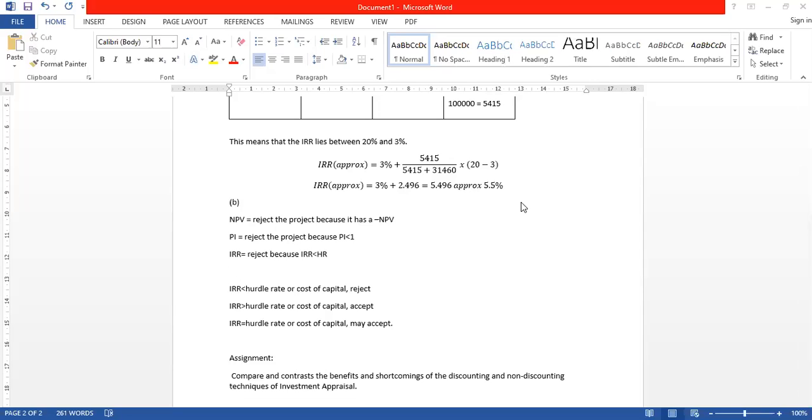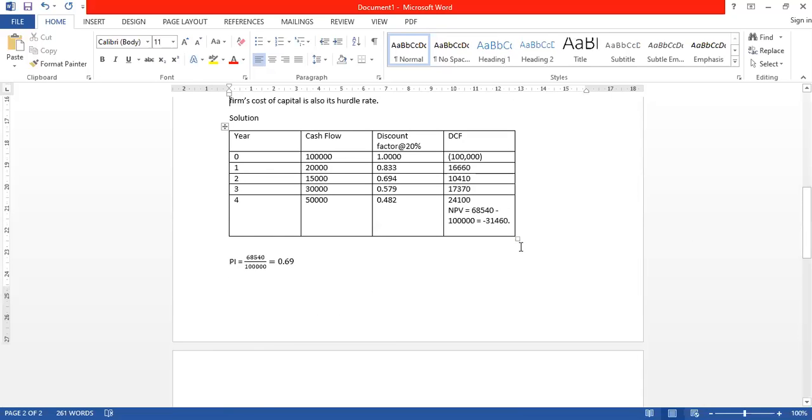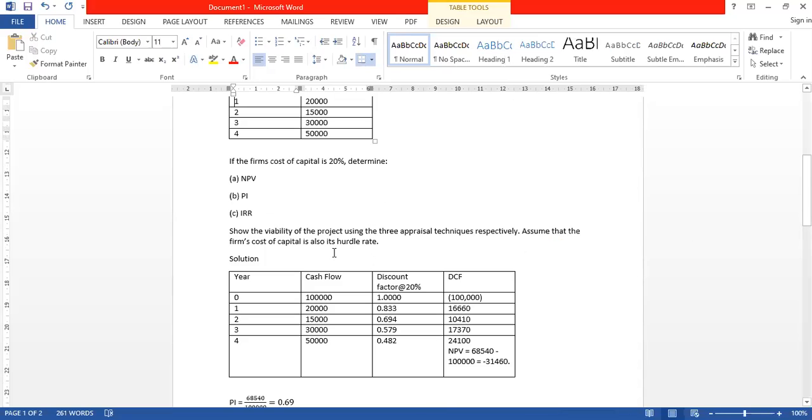IRR reject, the IRR is less than cost of capital, yes. That's the decision. Thank you, George. We will reject because IRR is less than the hurdle rate. Remember, we said here in the question, I asked you to assume that the hurdle rate is the same thing as the cost of capital. Look at this. Assume that the firm's cost of capital is also its hurdle rate.